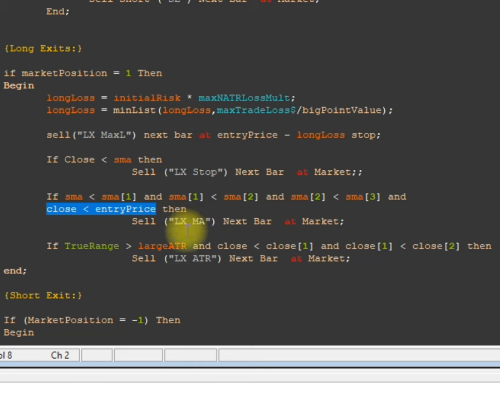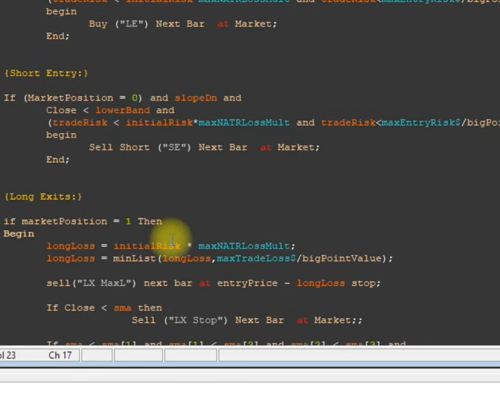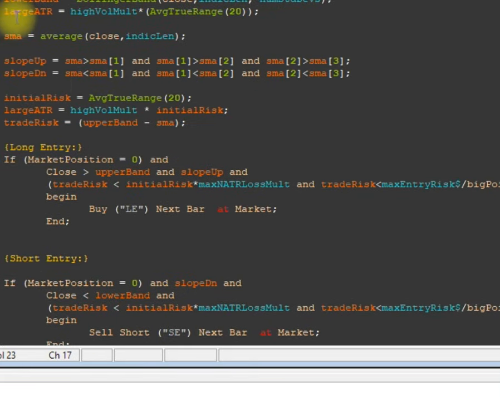And here's another kind of neat little exit criteria. If today's true range, so we have a wide bar, is greater than the large ATR, and large ATR is what? Well, if we had Notepad, we could just double click on it and it would highlight that for us, but we have it right here. Large ATR is going to be a user input, and I call it high vol mult, and it's going to be the average true range times 20 again.